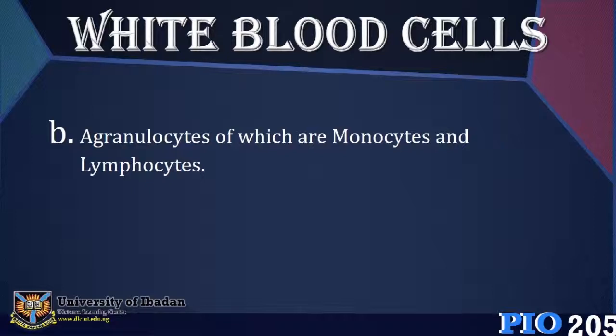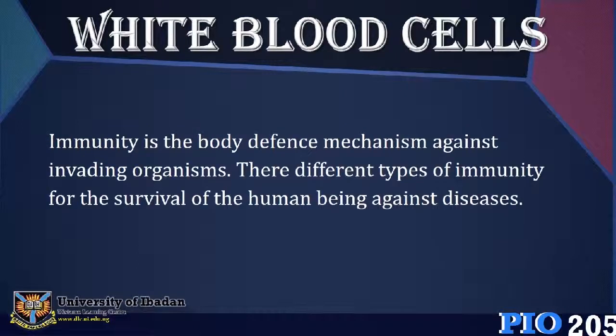Differential white blood cell count. The number of circulating phagocytes considerably varies with the physiological condition, age, activity, and sex. It varies in pathological states, ranging from a mild respiratory infection to acute leukocytosis, a severe drop in white blood cell number. Immunity is the body defense mechanism against invading organisms. There are different types of immunity for the survival of the human being against diseases.